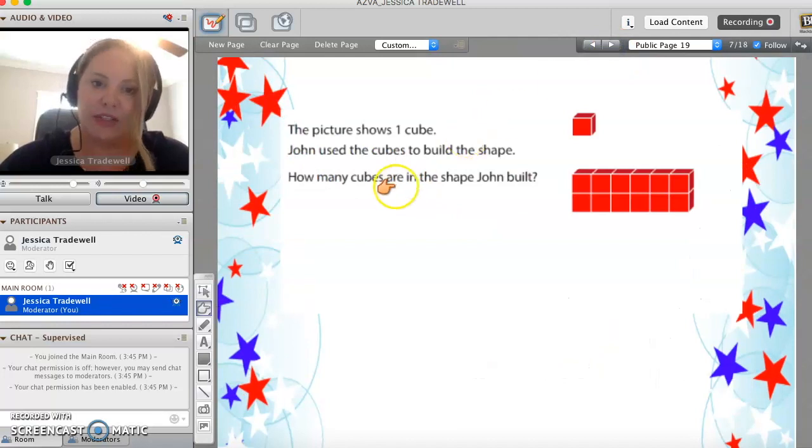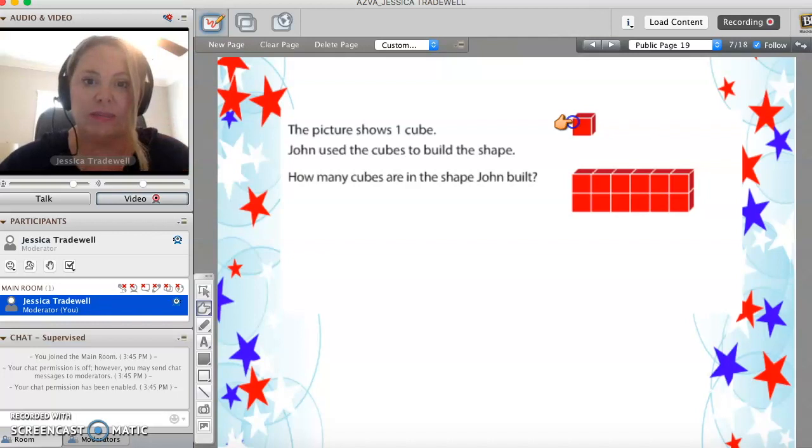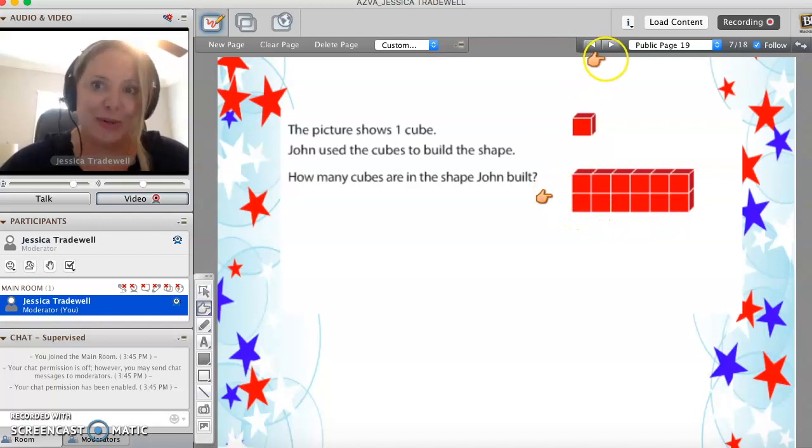So take a look at this picture. It shows 1 cube right here. John used the cubes to build this shape. How many cubes are in the shape John built? This one's fairly simple because we can look, there's no layers over here. So we can go ahead and easily count. 2, 4, 6, 8, 10, 12. 12 cubic units, or 12 cubes, are in the shape that John built. I know, you're thinking, Ms. Tradewell, this is super easy, let's move on.